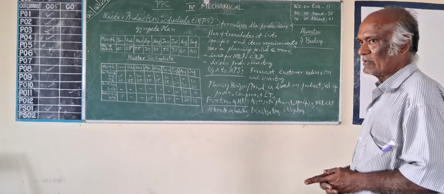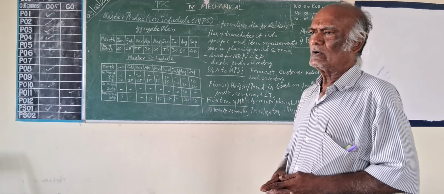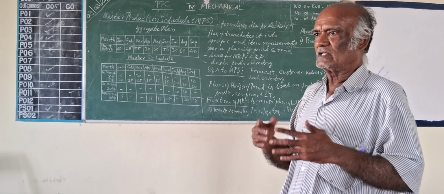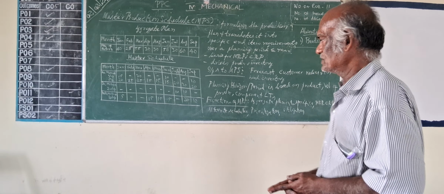Then volume of production. The more the volume, the shorter the period. The less the volume, the longer the period. Because for a particular period, you have sufficient quantity for mass production.